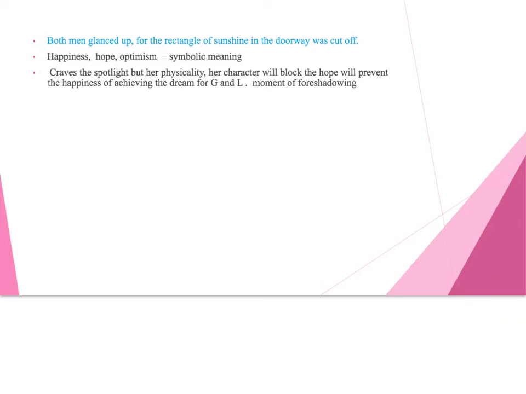So when we see her for the very first time, that rectangle of sunshine in the doorway was cut off, and therefore Steinbeck is using symbolism to suggest that she in some way will be the force that blocks the happiness and the hope and the optimism. I've said here, she craves the spotlight, but her physicality or her character will block the hope and prevent happiness of achieving the dream for George and Lenny, foreshadowing what is to come.